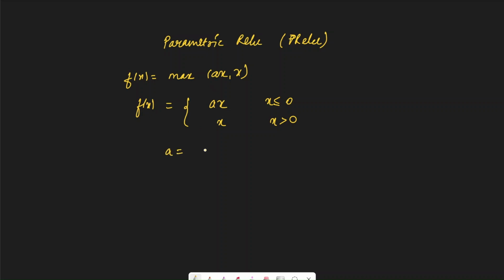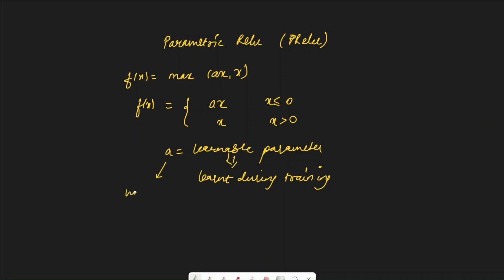Now this a is a learnable parameter, and this is learnt during training. So this is not a constant value. This is the most important point to remember, that it is not a constant. It is learnt during training. So instead of a predetermined value like 0.01, which we used in leaky ReLU, here a would be a learnable parameter. So its value would be different for different data sets.